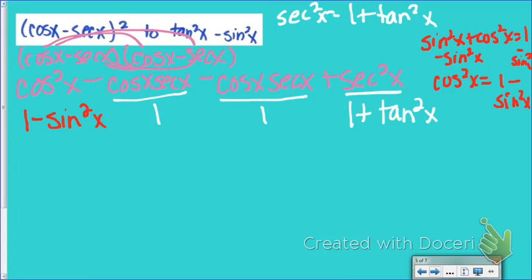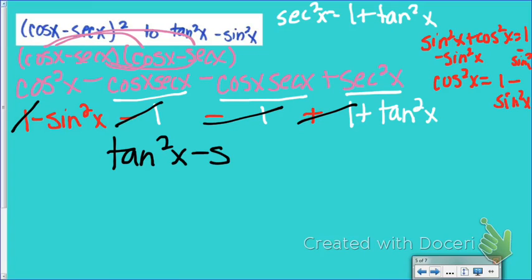So now I have 1 minus sine squared minus 1 plus 1 plus tangent squared. And I'm just going to start combining some like terms. The 1 and the negative 1 are going to go away. The negative 1 and the positive 1 are going to cancel out. So all I'm left with is negative sine squared plus tangent squared. And I'm just going to rewrite that in the order that my answer has. And there's my final answer.